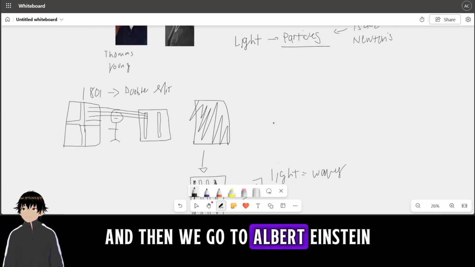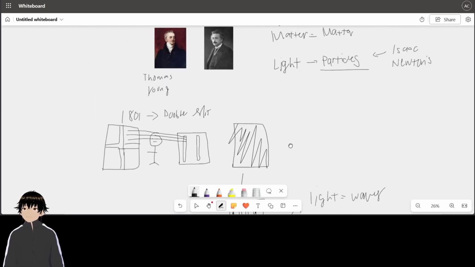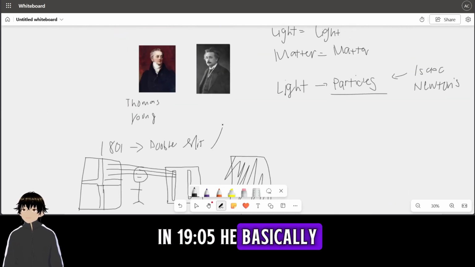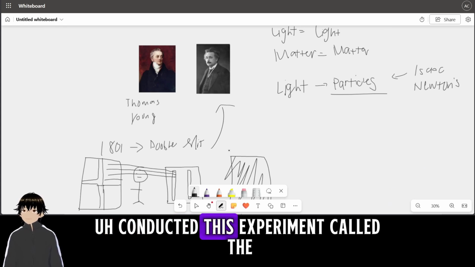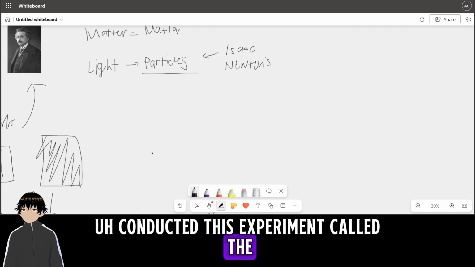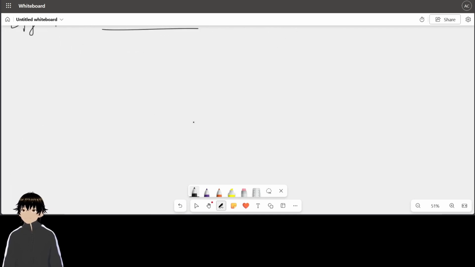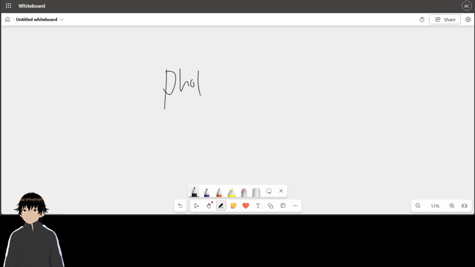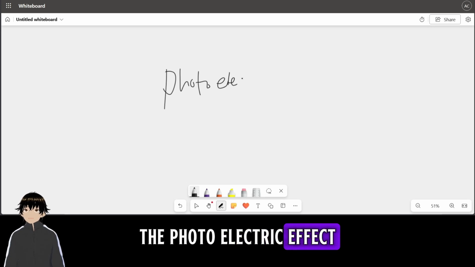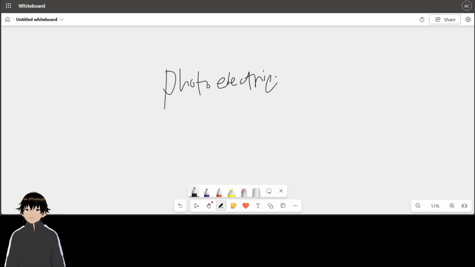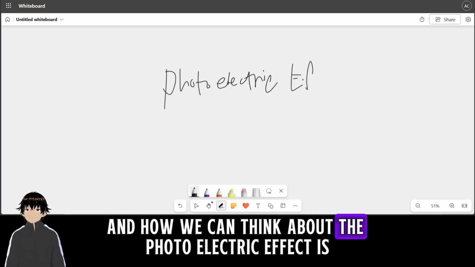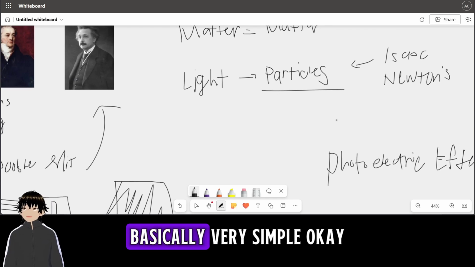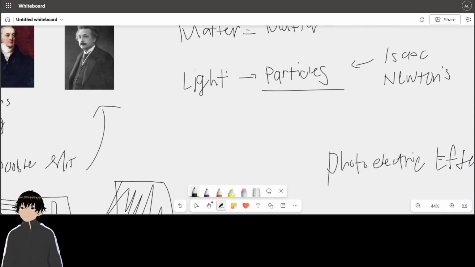And then we go to Albert Einstein. In 1905, he discovered the photoelectric effect. And how we can think about the photoelectric effect is basically very simple.